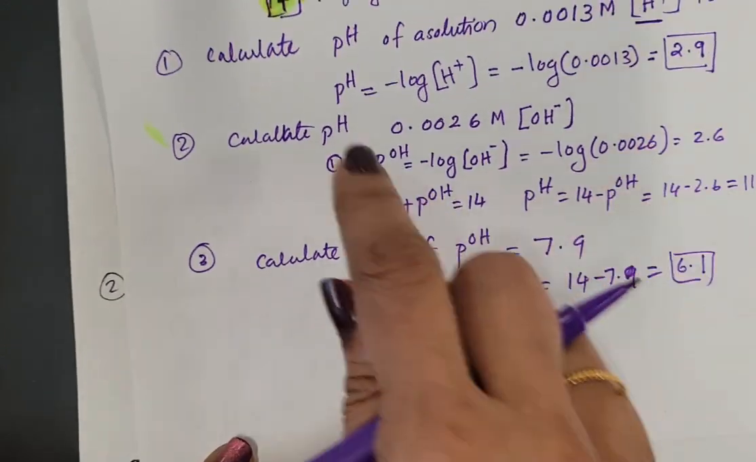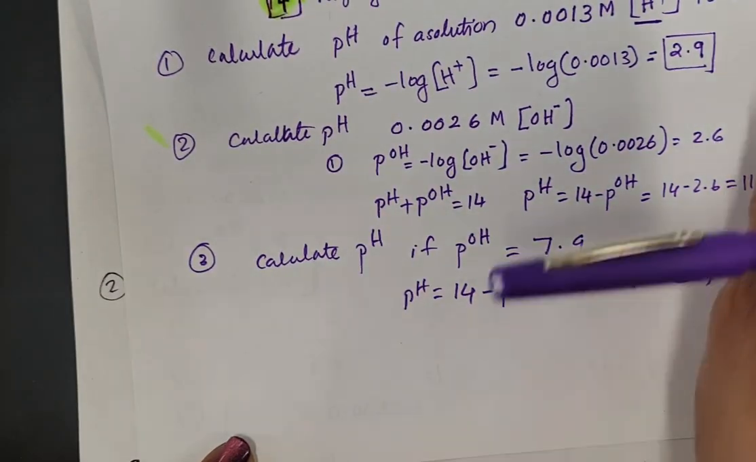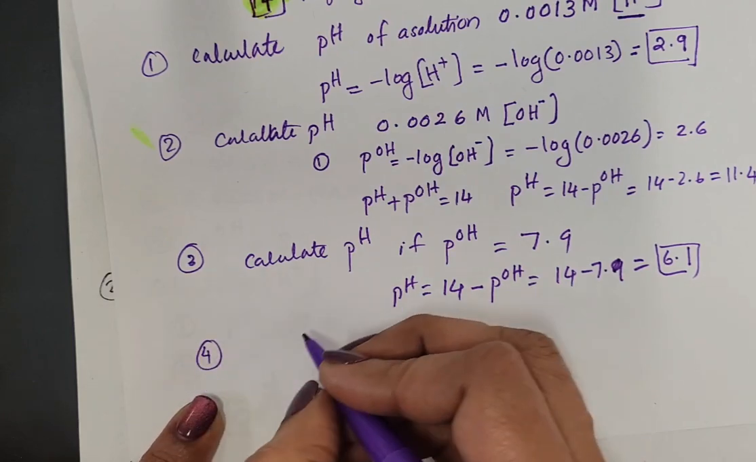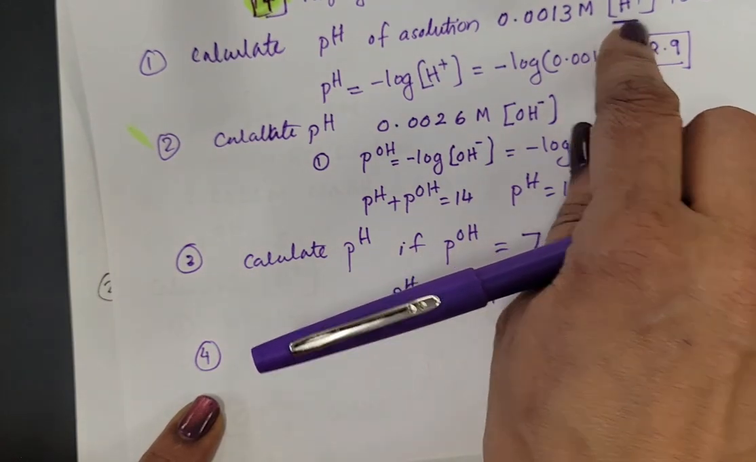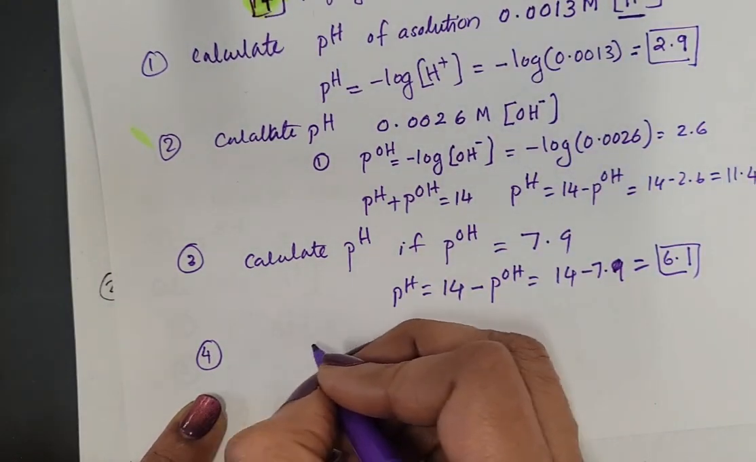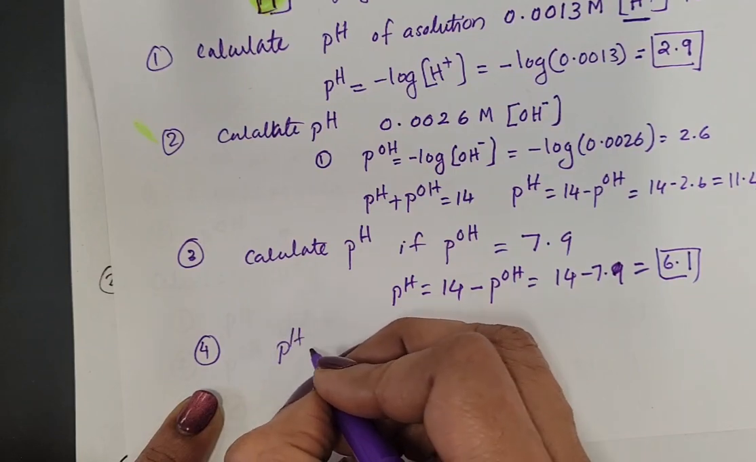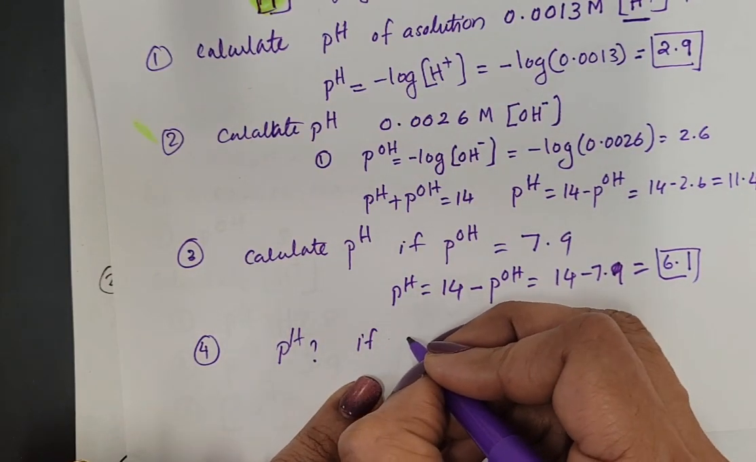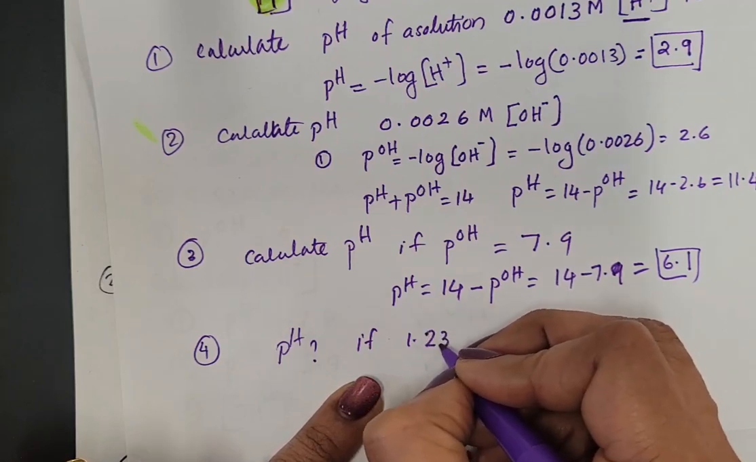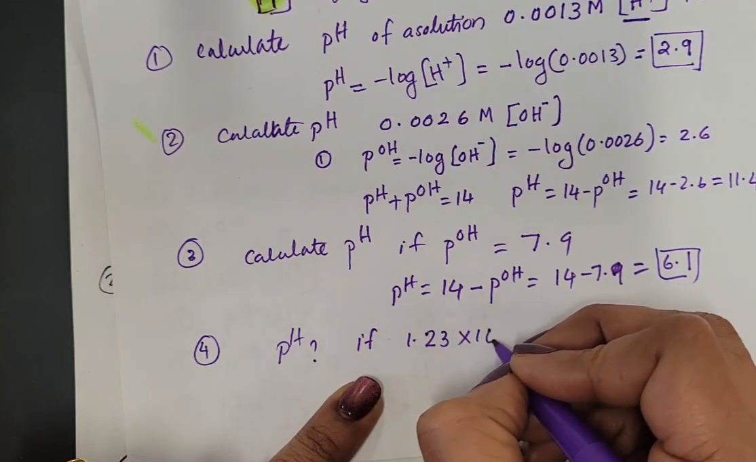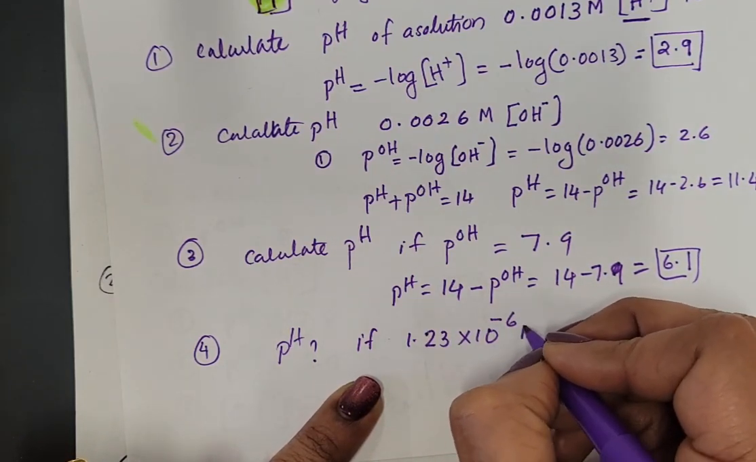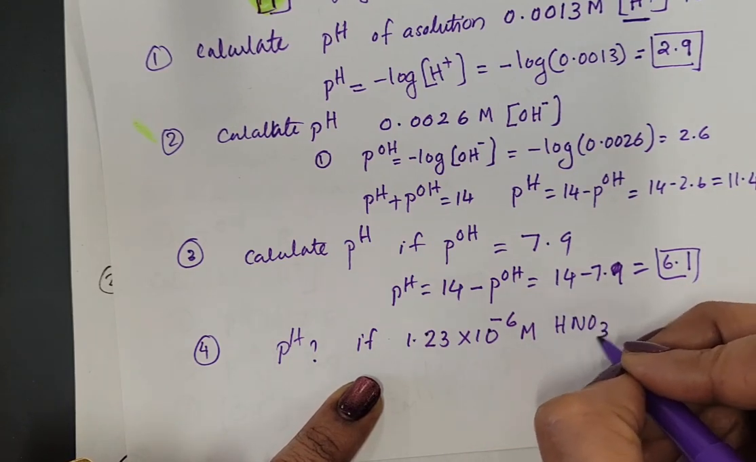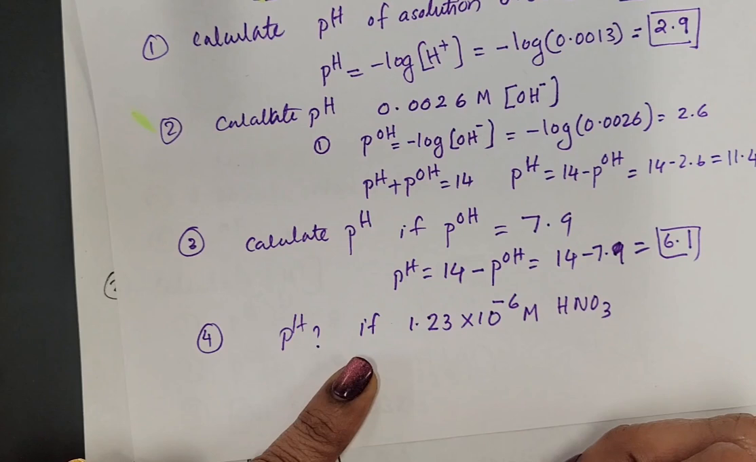Okay, so now sometimes the formatting will be different. Instead of H plus ion, you will get something like: calculate the pH. You're going to find pH if you have 1.33 times 10 to the power of negative 6 molar HNO3 solution. Okay, it's not a big deal.